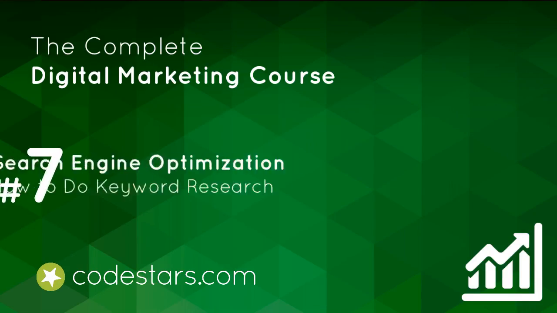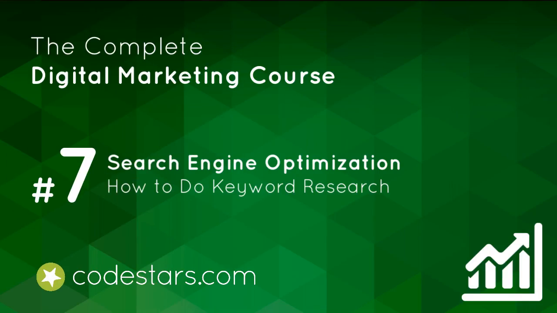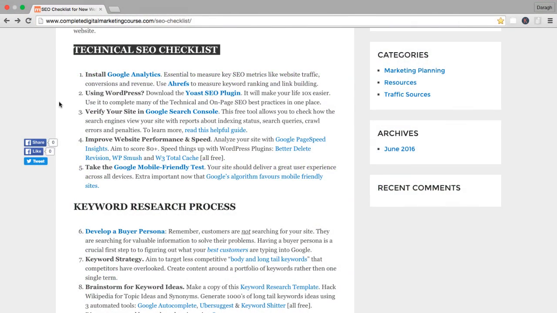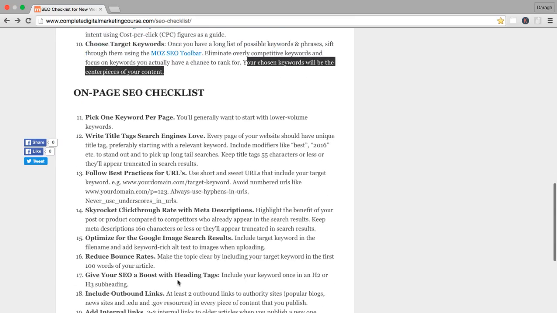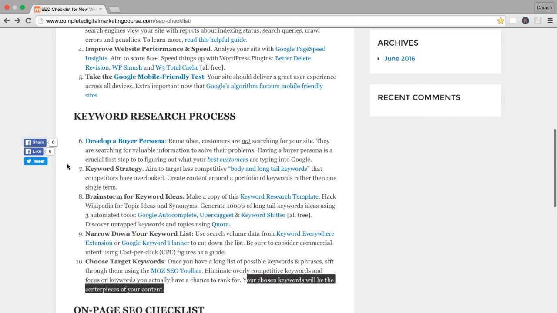In the last lecture, you completed point 5, which really finishes off the technical part of our SEO checklist. Now, in this lecture, we're moving on. We're going to focus on the keyword research process, and the outcome for you over the next few lectures will be to work through each of these points, and then you'll have your chosen keywords, which will be the centerpieces for the content that you are going to create down here.